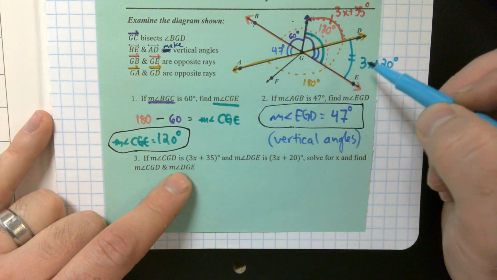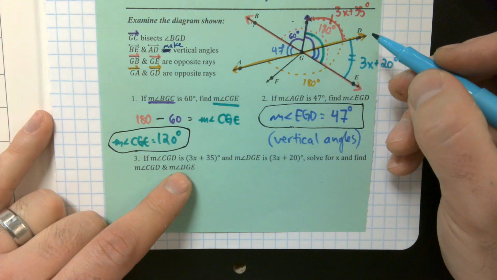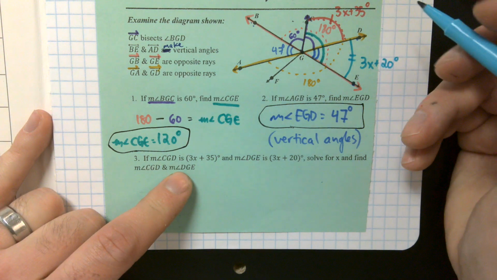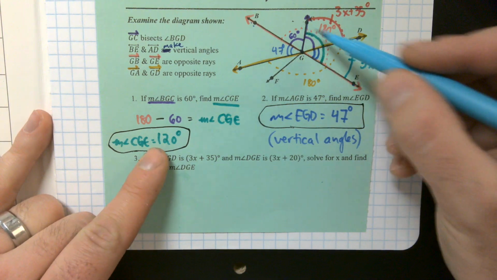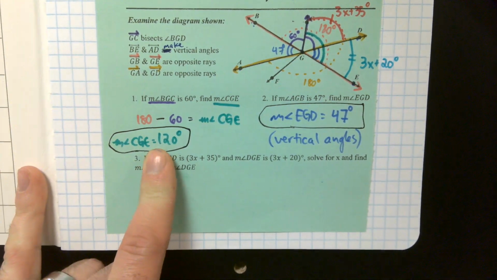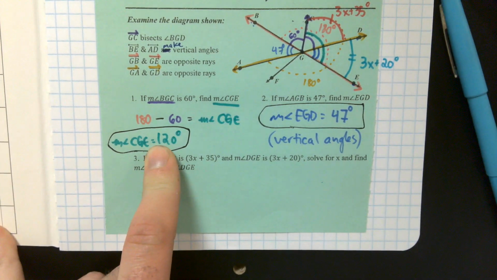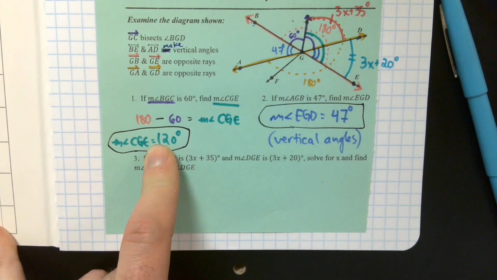CGD is this. Oh. Wait. What's 120? 120 minus 55. It won't stay.